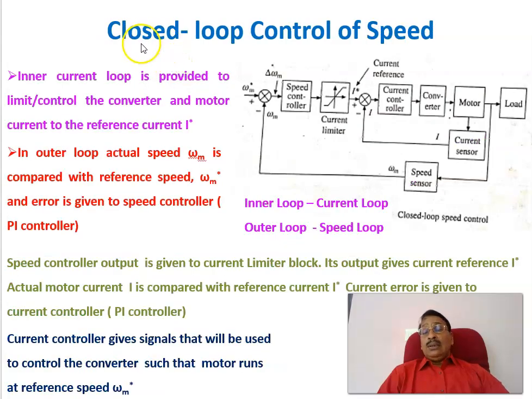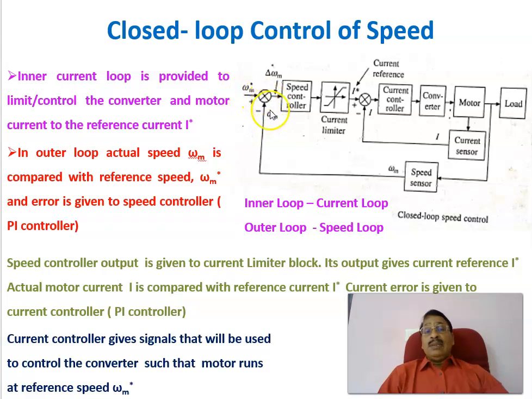Now coming to the closed loop control of the speed. In closed loop control of speed, there are two loops. One is the inner loop, that is the current loop, and the outer loop is the speed loop. In the inner loop, there is a current sensor: the motor current is sensed and given as the actual current. In the outer loop, there is a speed sensor, and this is given as the actual speed.